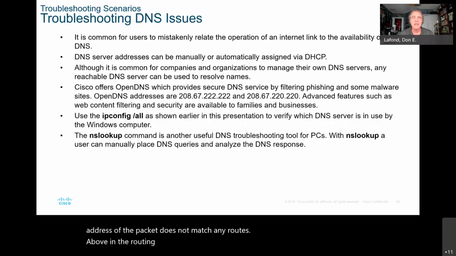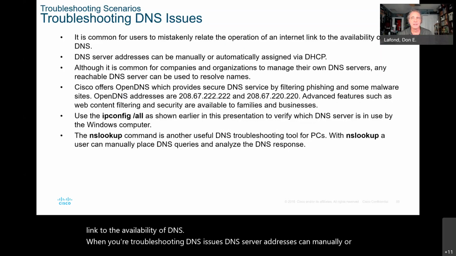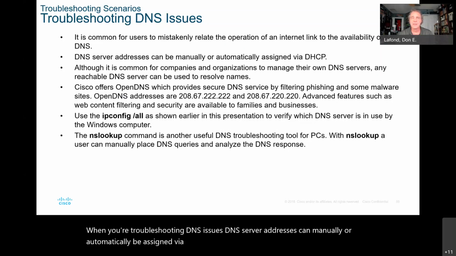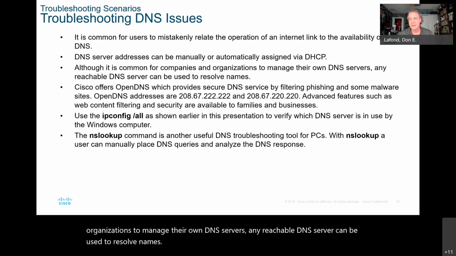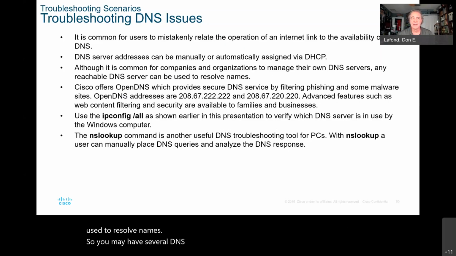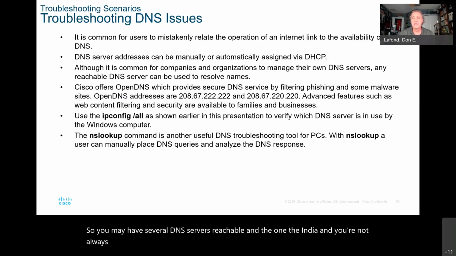It is common for users to mistakenly relate the operation of an internet link to the availability of DNS when you're troubleshooting DNS issues. DNS server addresses can be manually or automatically assigned via DHCP. Although it is common for companies and organizations to manage their own DNS servers, any reachable DNS server can be used to resolve names. So you may have several DNS servers reachable, and you're not always certain which the host will choose.